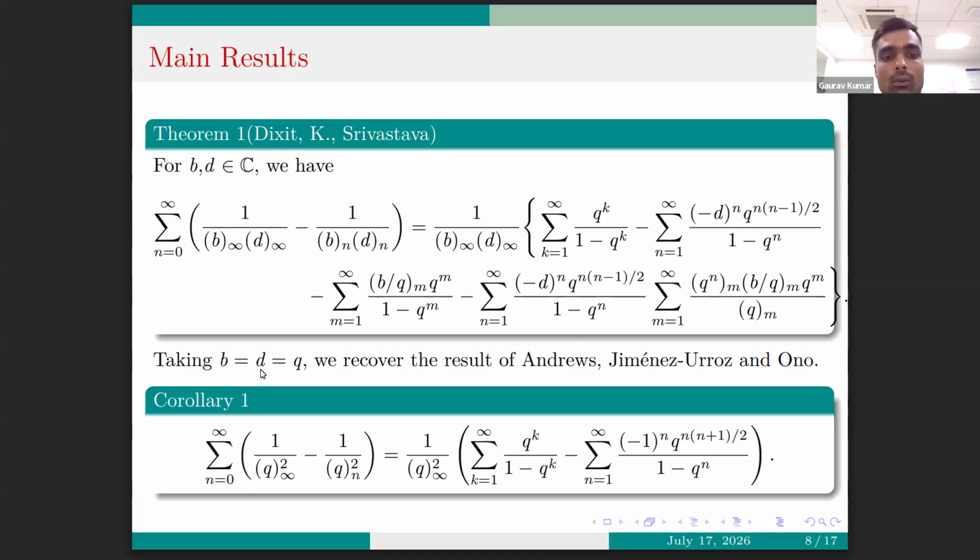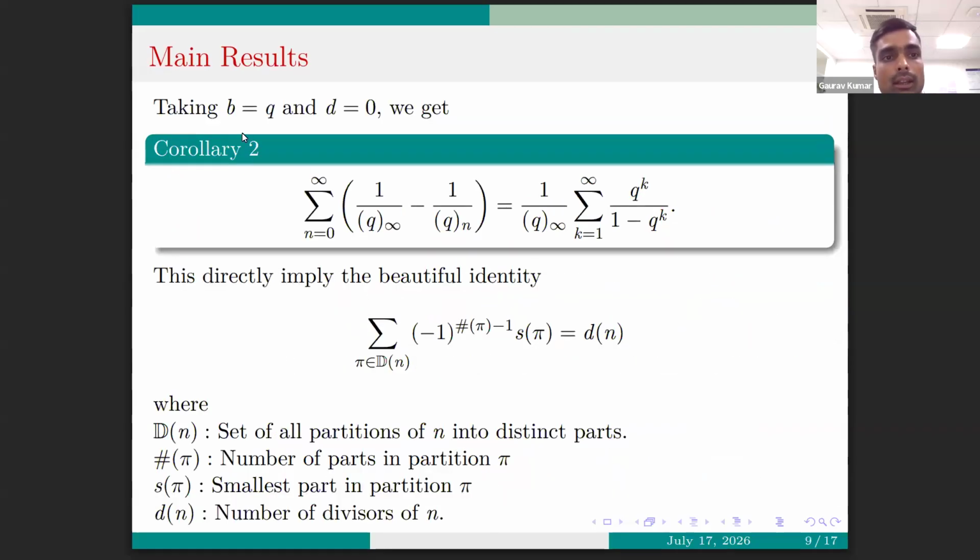So for b and d equal to q, we can recover the result of Andrews, Dyson, and Hickerson, which is this particular sum. Taking b equal to q and d equal to 0, we also obtain a different representation for the divisor function's generating function. And this particular identity implies this beautiful identity.